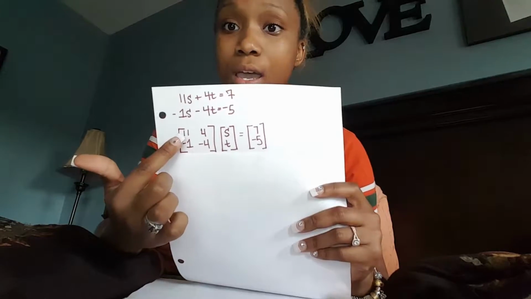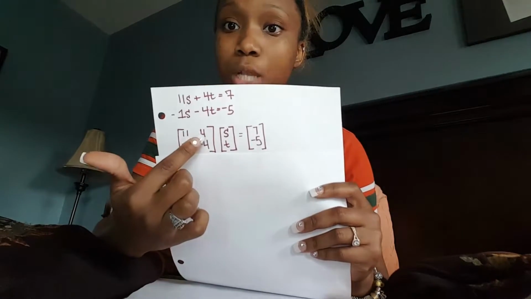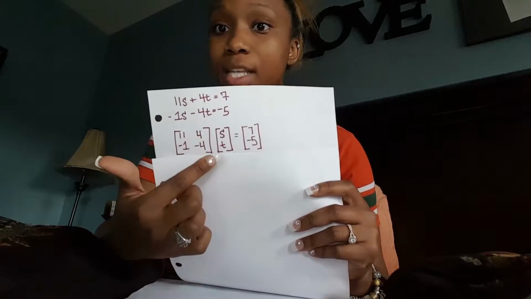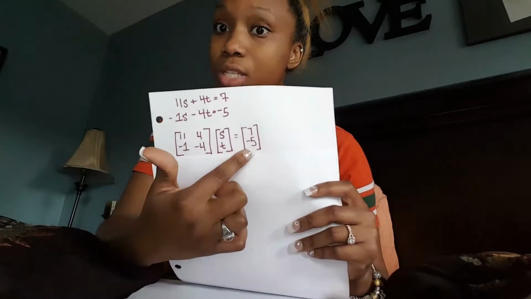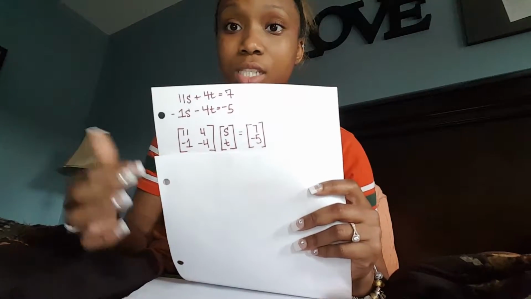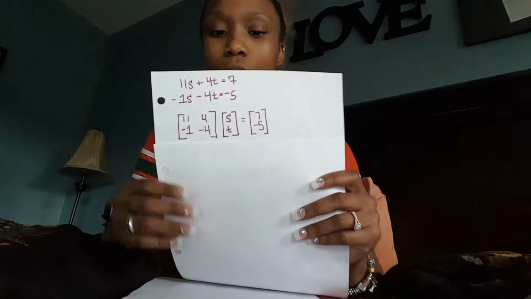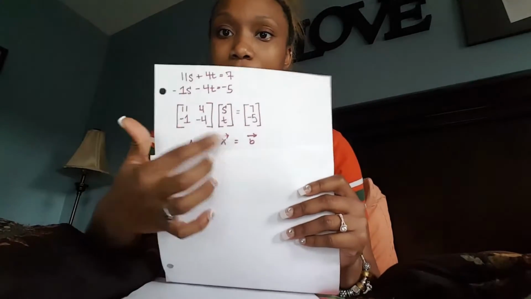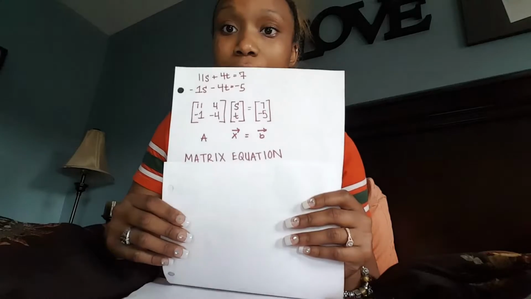11 times s plus 4 times t is equal to 7. Negative 1 times s minus 4 times t is equal to negative 5. And just like that, we're back to this form. Like I said, this is A times the vector X equals B, which gives us our matrix equation.